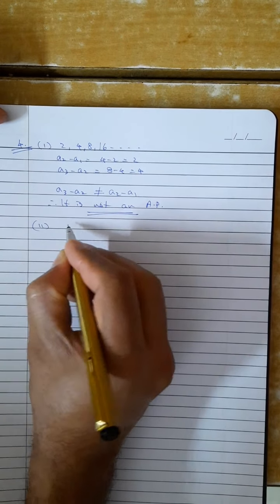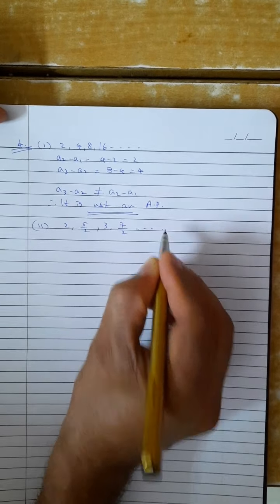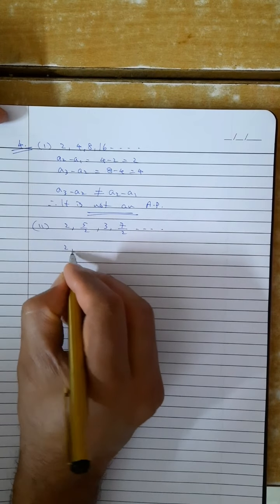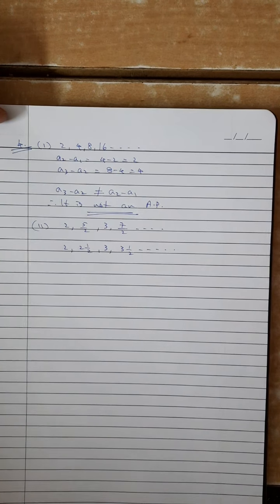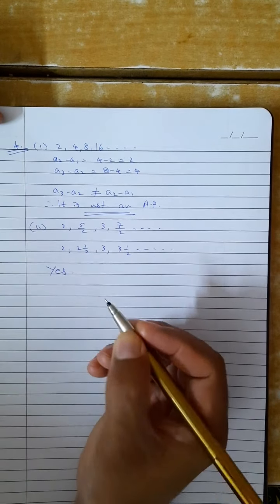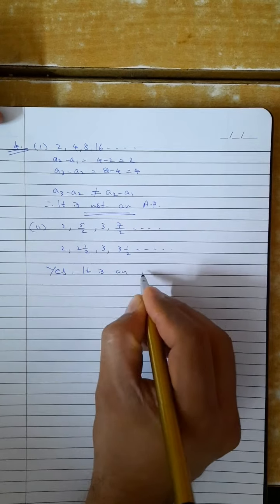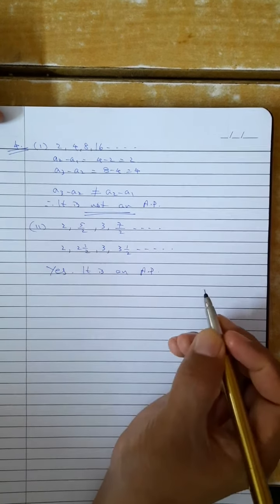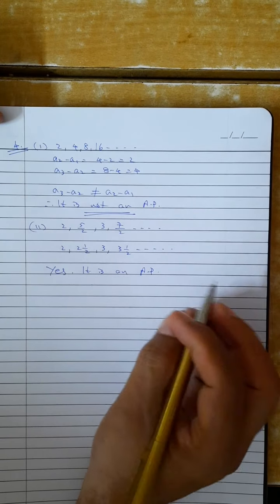Second part, 2, 5 by 2, 3, 7 by 2, etc. This is same as 2, 5 by 2 means 2.5, 3, 3.5, etc. So simply we can say increasing by half. Yes, it is an AP, because increasing by half: 2, 2.5, 3, 3.5. We can see directly, so it is an AP.